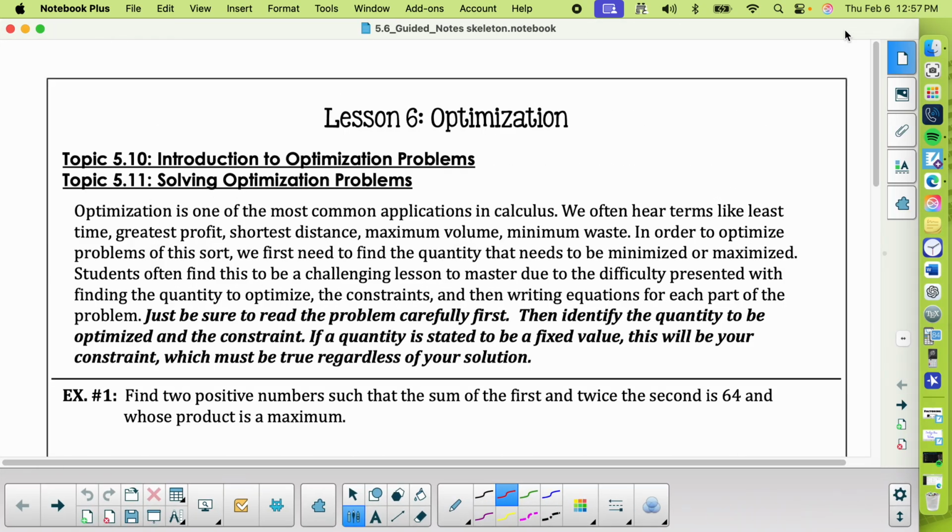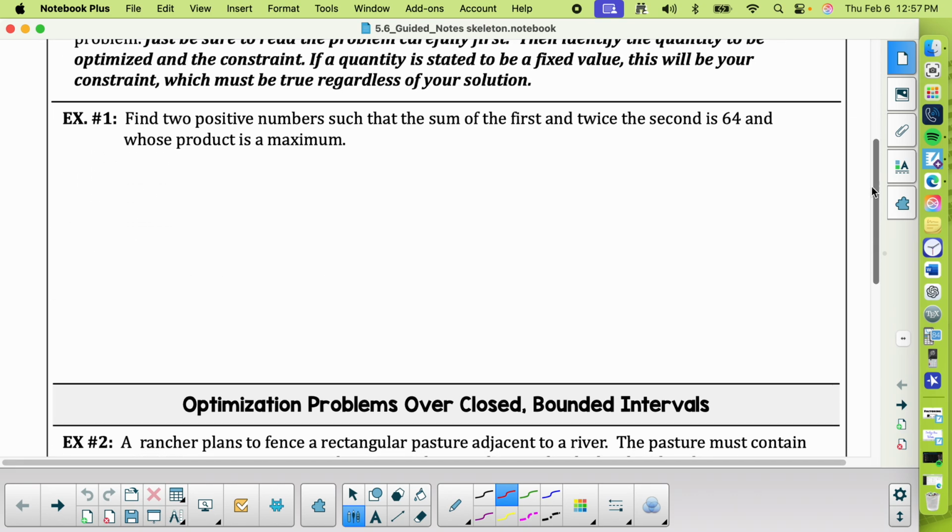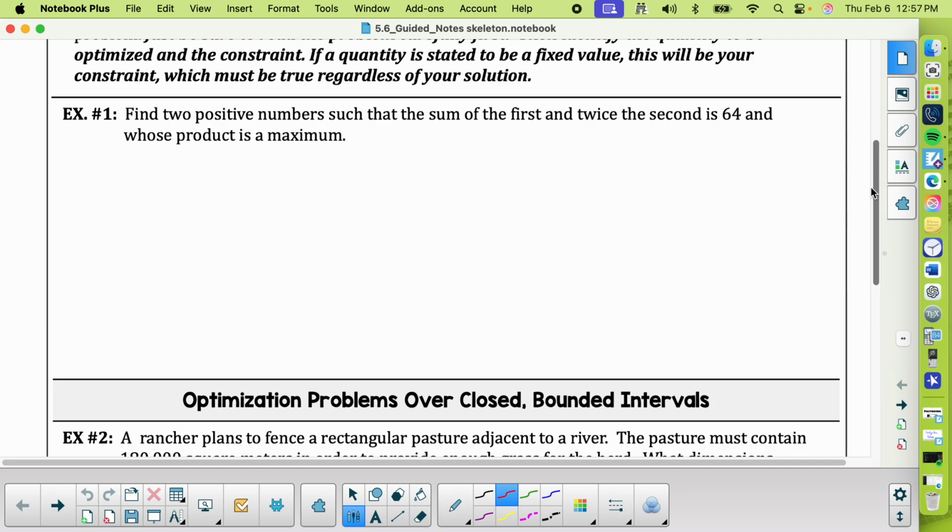Okay, optimization. I know Kendra told me multiple times, it is nothing like related rates. It has absolutely nothing in common. That part is fine, that's true. Okay, we're going to start off with a very basic one, and then we'll move to more actual lifelike problems.